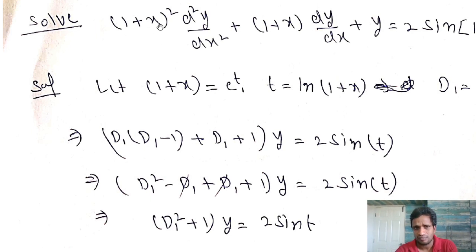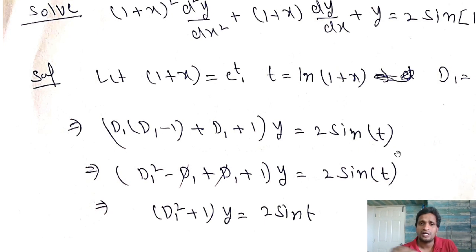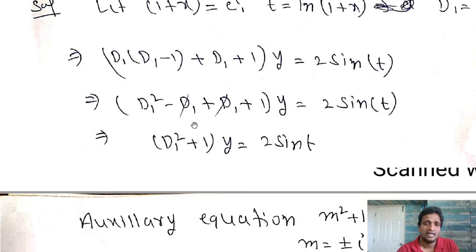It should be in the form of a squared, but a is 1, so I am not writing a square here; even if I write 1 square, it will be 1. So D1 into (D1 minus 1) plus D1 plus 1 into y equals 2 sin of ln of 1 plus x, which is equal to t. Why? Because we have to change this in terms of the independent variable t. So if I simplify, D1 square minus D1 plus 1 minus D1 plus D1 gets cancelled. So (D1 square plus 1) into y is equal to 2 sin t.